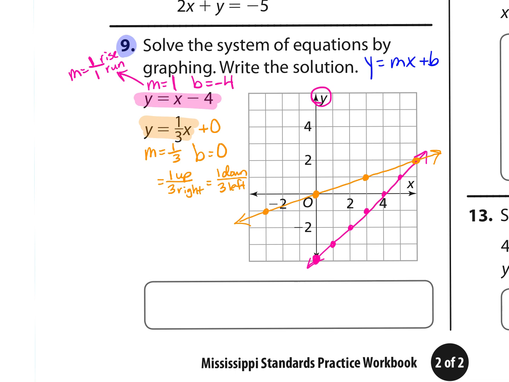Now we want to know the solution, and it's right here. The point where the lines cross is at 6, 2, and so that would be the solution, 6, 2.